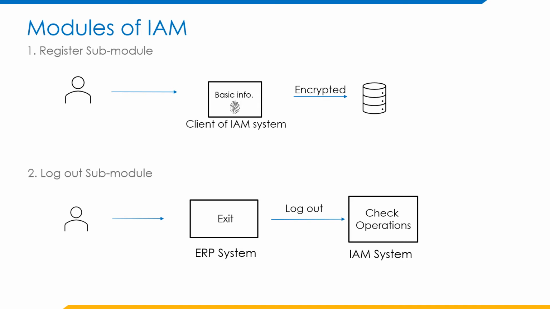Now we will look at the logout submodule. When a user exits from the ERP system, he or she will be logged out. A signal of logout will be sent by the client IAM system. As logout is an important action, it is required to check the identities and information and all the related operations that are performed by the user into the database.